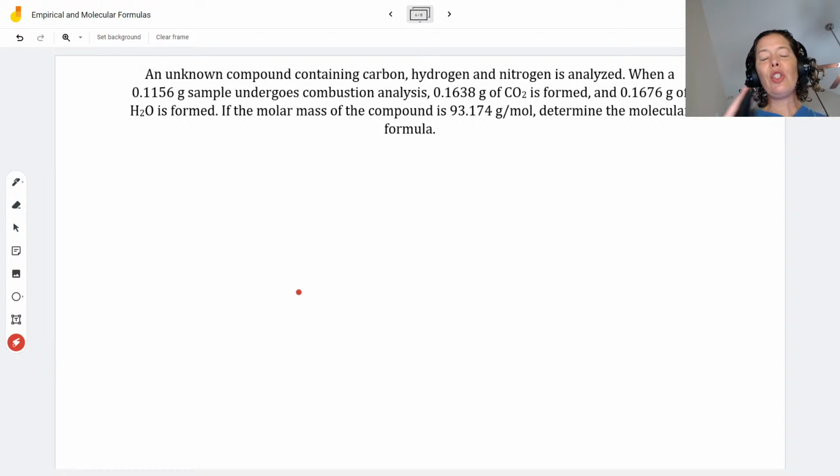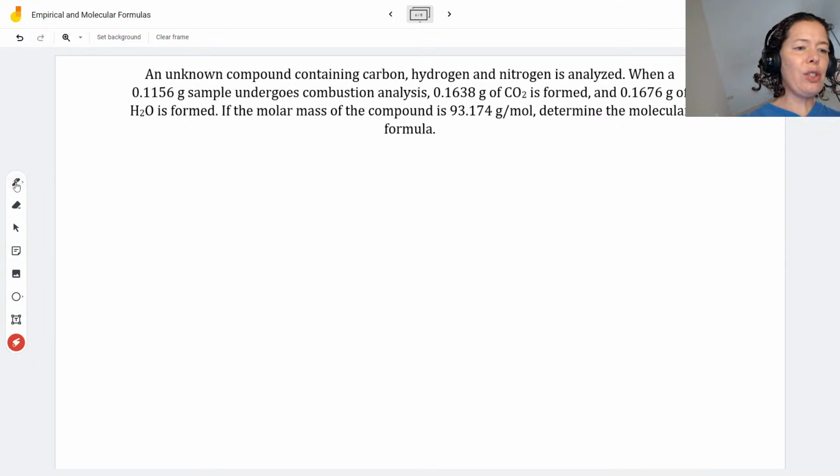Now, what we assume is that all of the carbon in this unknown sample has gone to form carbon dioxide. So we assume that we haven't left any carbon in this little sample of our unknown compound. We also assume that all of our hydrogen has been converted into water. These are really important assumptions because we are going to use them to determine the amount of carbon and hydrogen. Once we know our percentage of carbon and hydrogen, then we can determine nitrogen again just by subtracting that from 100%. But let's focus in on our carbon and our hydrogen first.